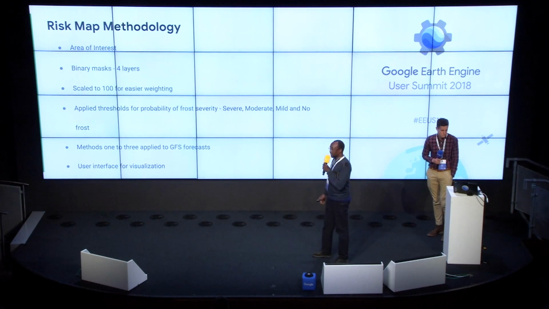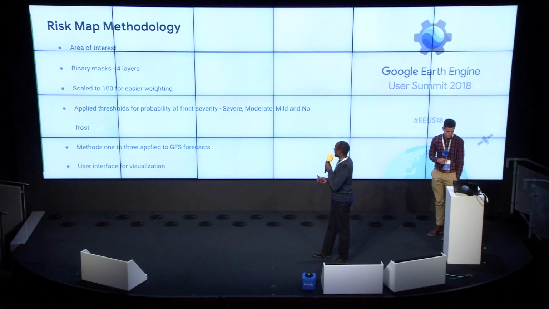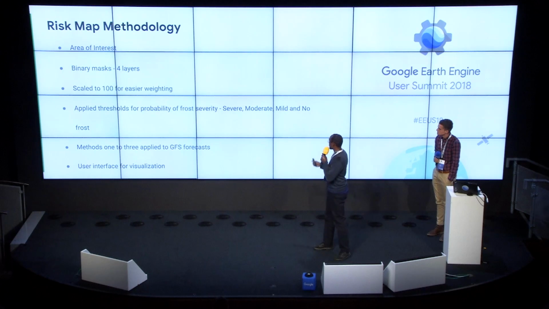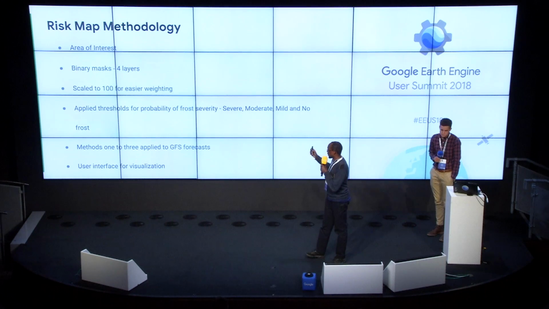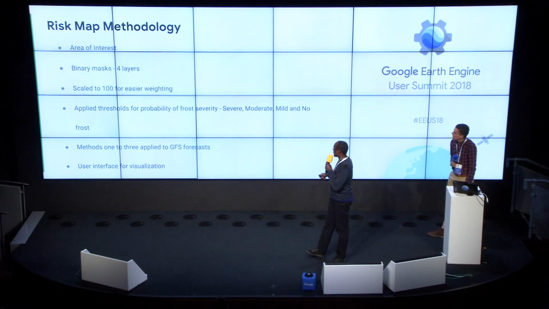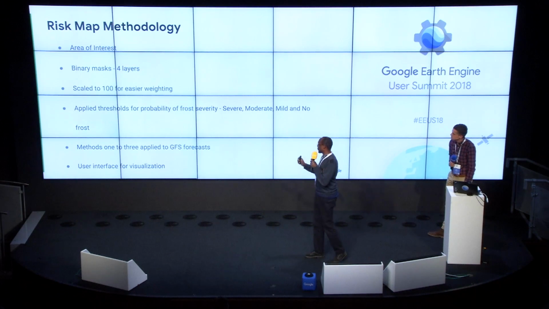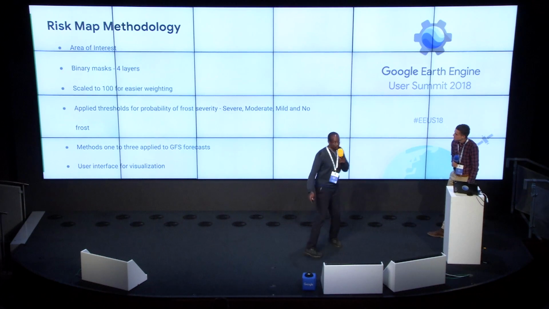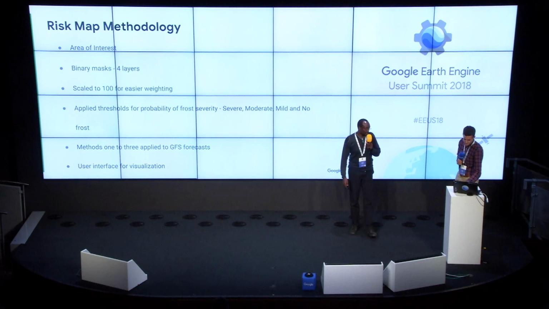with the binary mask, 0 to 1 mask data for the 4 layers, and then we tried to scale that into 100 for easier weighting, and then apply the thresholds in order for us to come up with the severity levels we have: severe, moderate, mild, and no frost. And then we applied this methodology to the GFS forecast, and we came up with a user interface for visualization. So I'd like to ask Sam to come and present the results.